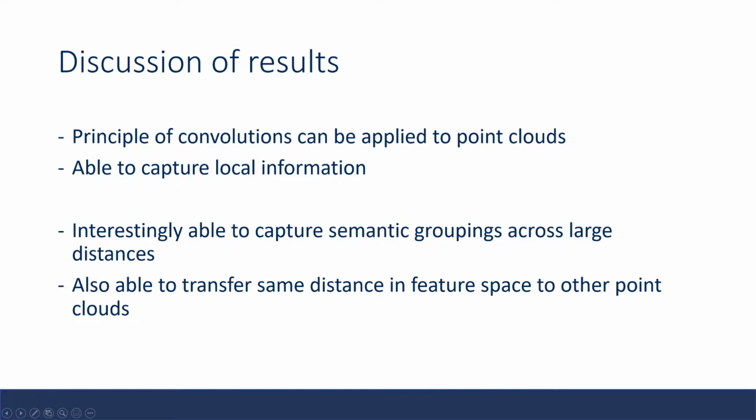And so overall, we can notice that the principles of convolutions can be applied to point clouds by transforming the point clouds into these local graphs. The local information is captured in these local graphs. And the two interesting results that we see in this paper is that across large distances, we're still able to get semantic groupings. So semantically similar parts of the object will actually have closer distance in feature space in later layers. We're also able to transfer those same distances in different point clouds and see the same semantic groupings.